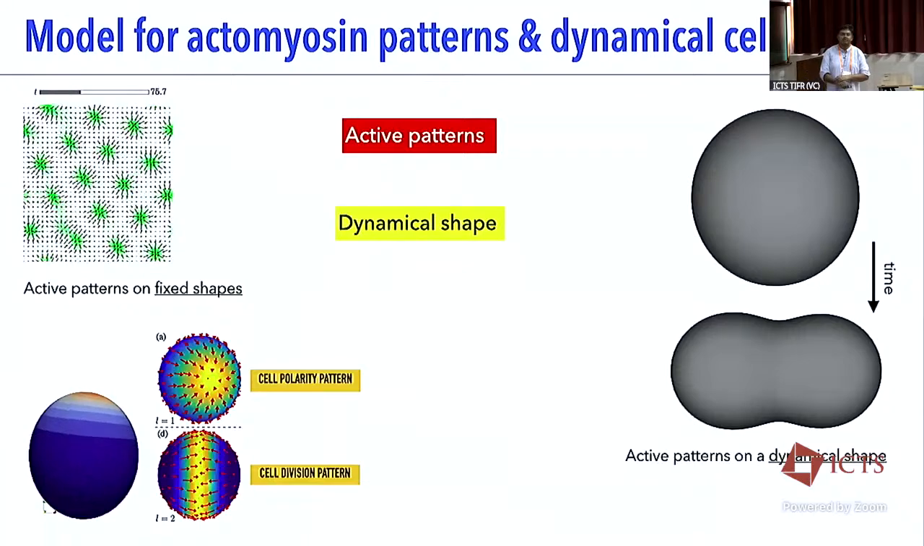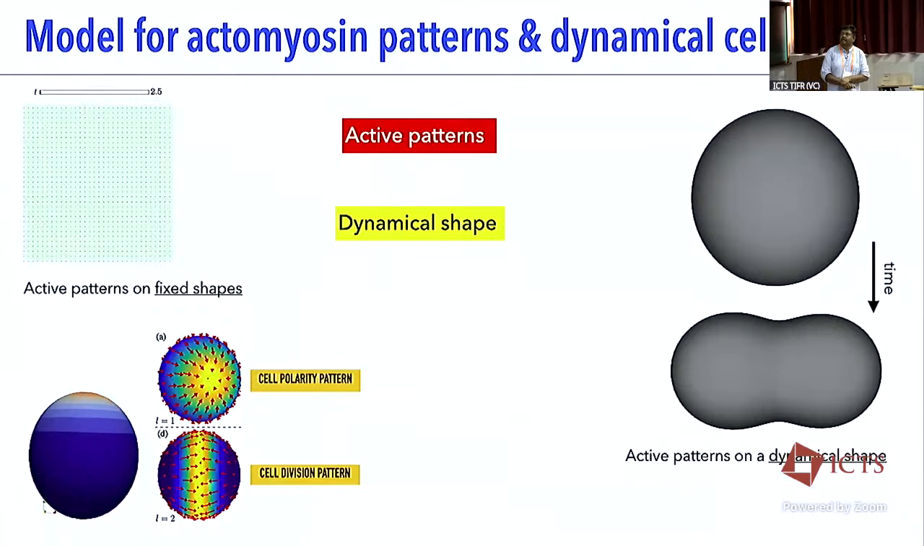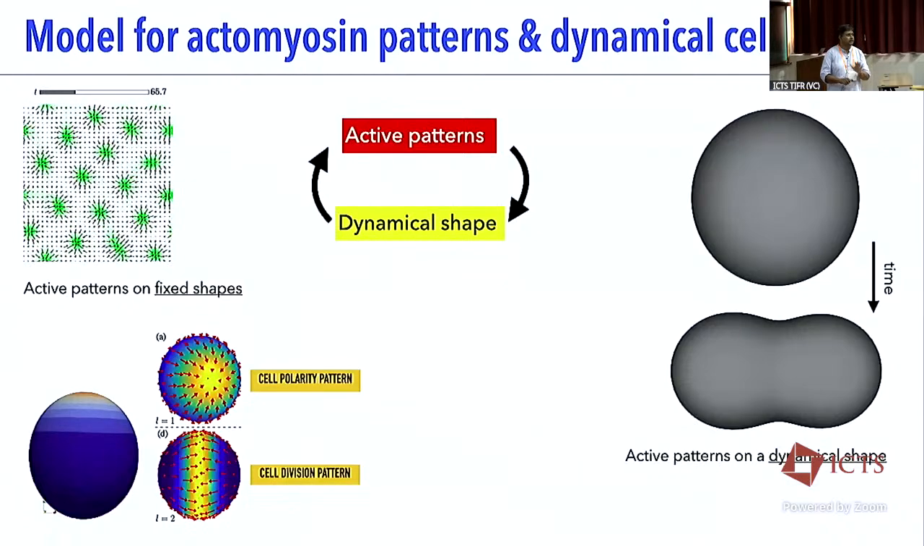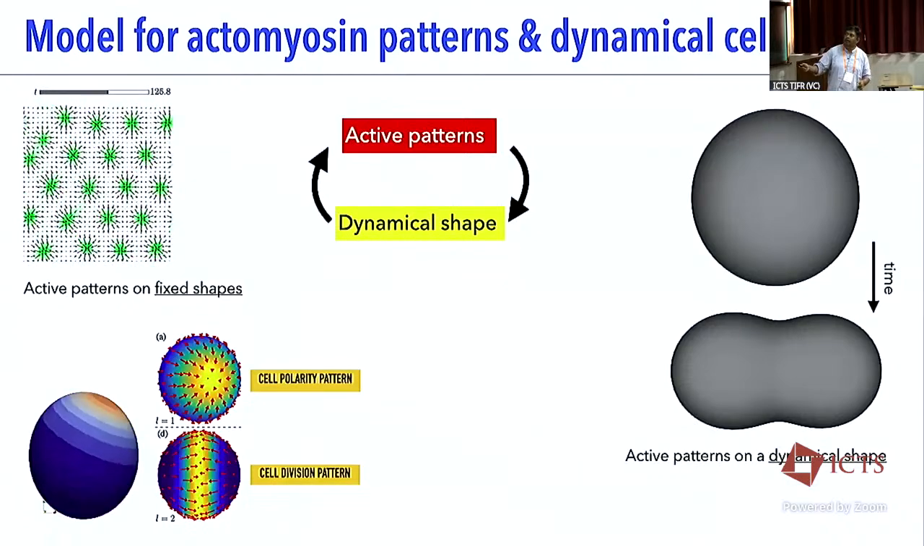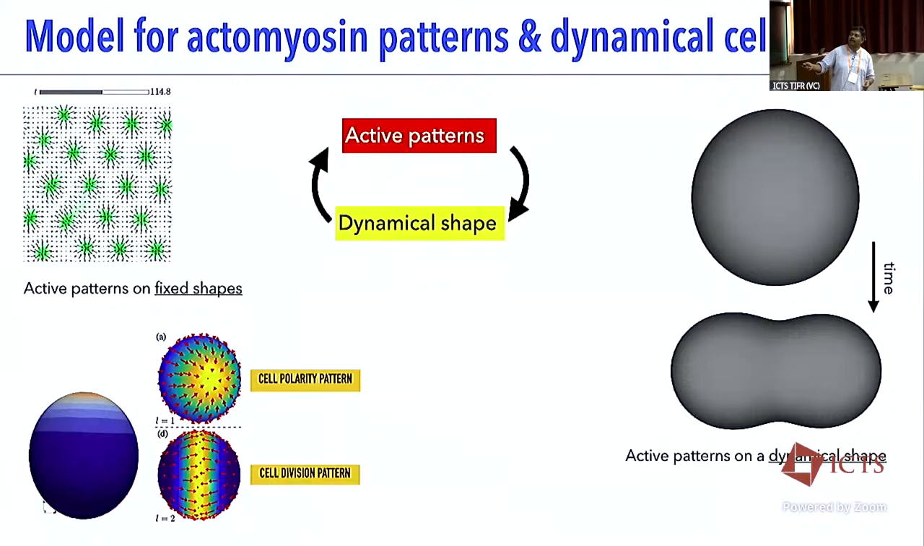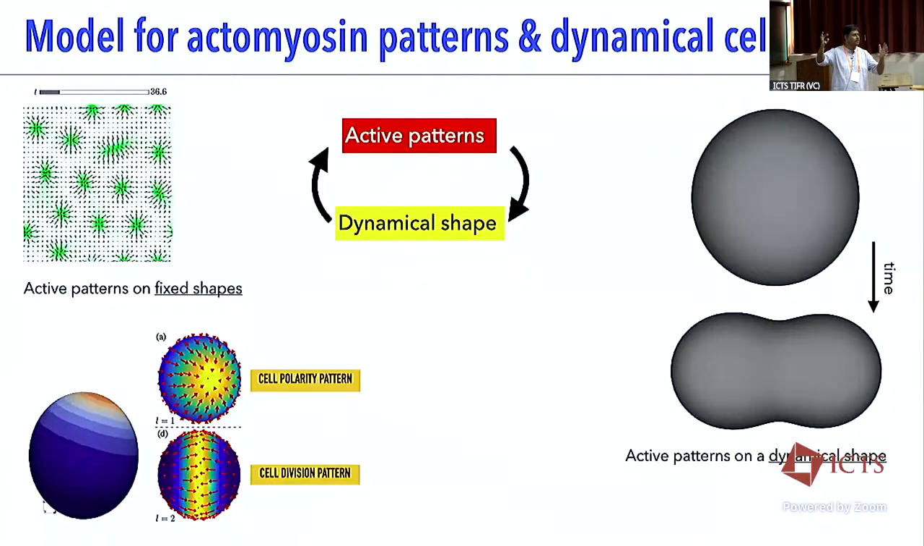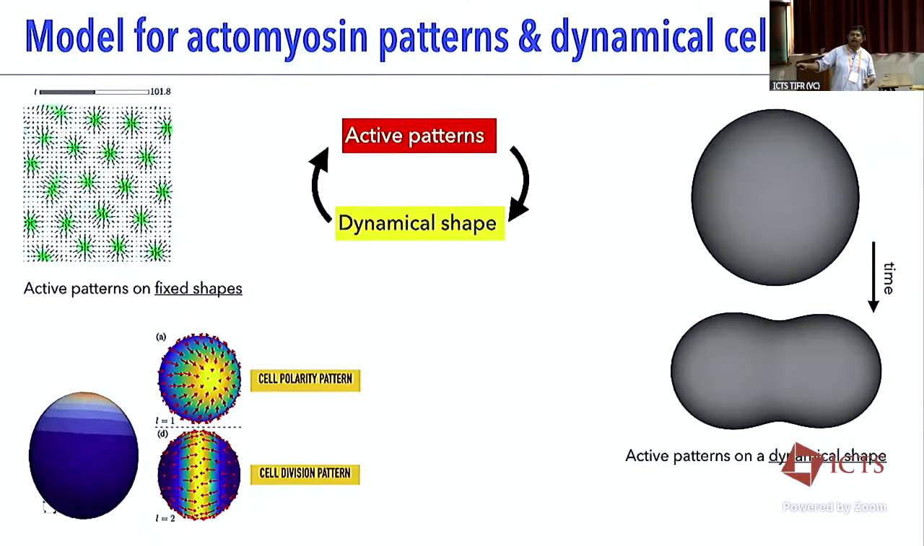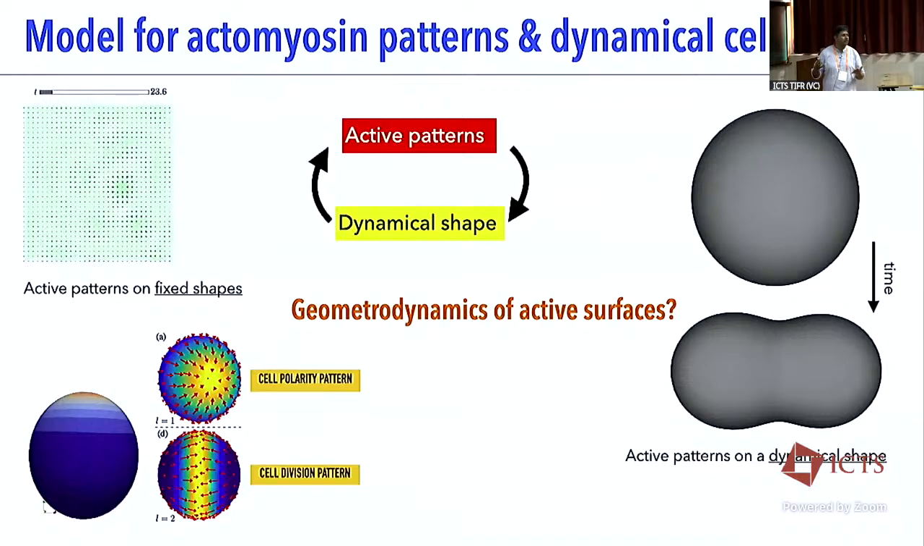So clearly there must be patterns on dynamical shapes, but not just that, there must be a crosstalk, right? So you would like to understand how patterns change shape, how shape affects patterns, and the two-way coupling, the loop. So I've shown you one thing: if you have non-trivial shapes, how shapes affect patterns if the shapes are fixed. So I want to figure out how the patterns affect the shape and shape affects the pattern and so on. So this is what is called geometrodynamics.